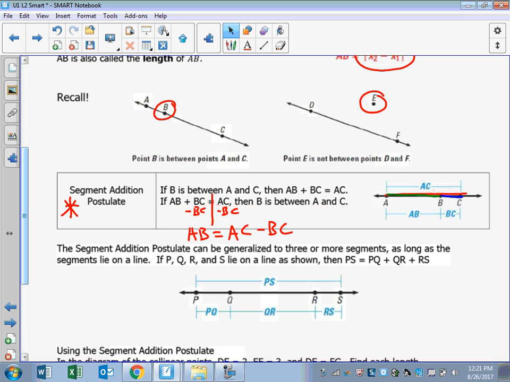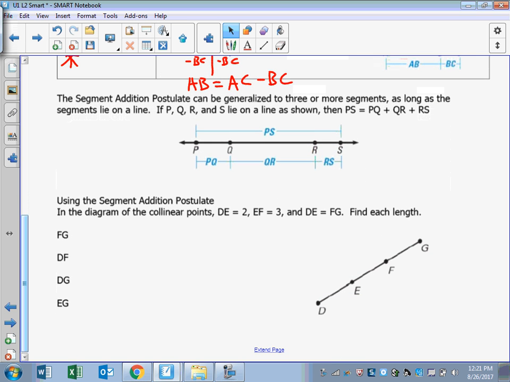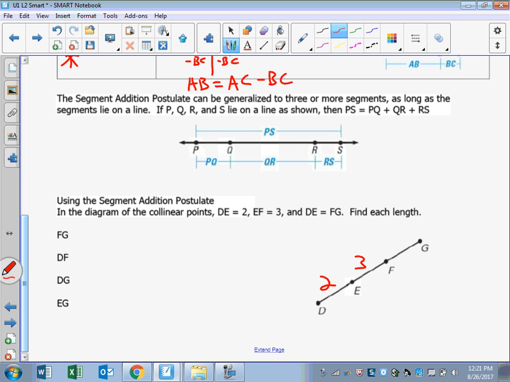So the segment addition postulate is pretty much how you are going to find the lengths of segments. So if we look at this first example, we have collinear points, which means, as you probably learned in the last class, that they all lie on the same line. DE is 2, EF is 3, and DE is equal to FG.